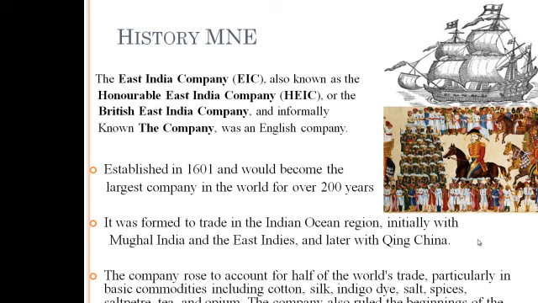I have managed to get 2 pictures of the ship and the British Empire, of how they were doing it with India. They were doing trade with many other countries, from Mughal India to the East Indies, and later with China. The company rose to account for half of the world's trade, particularly in basic commodities including cotton, silk, spices, tea, opium at that time. The company also ruled the beginning of the British Empire in India.